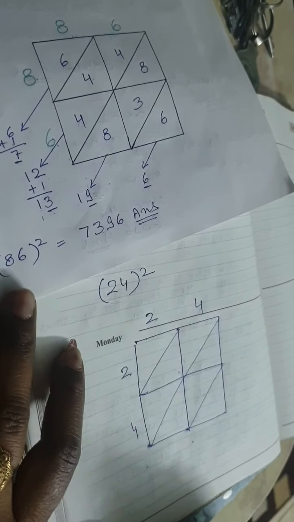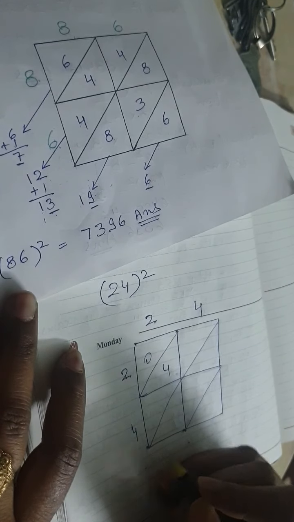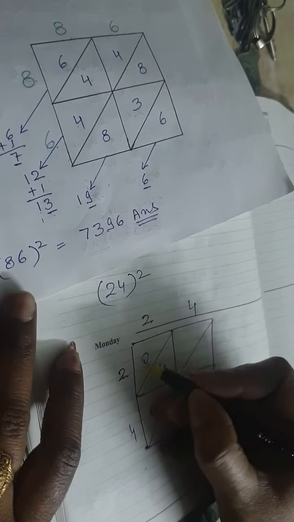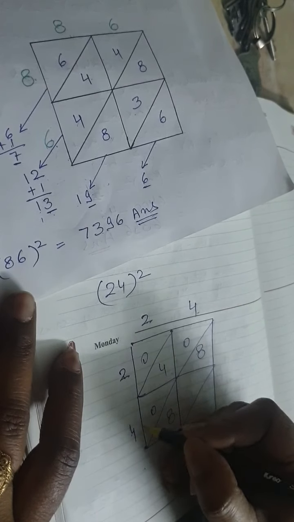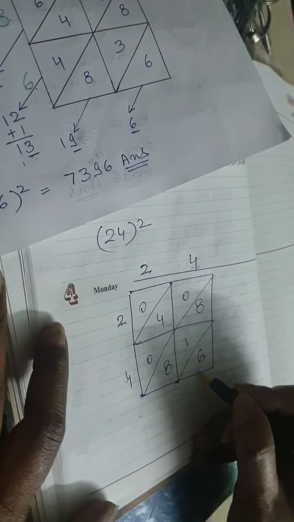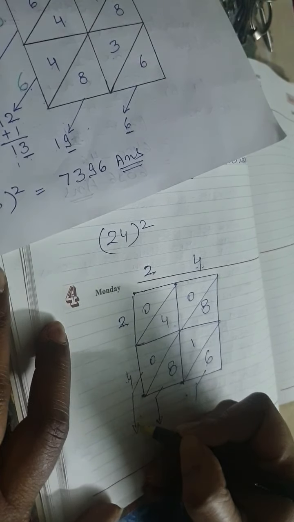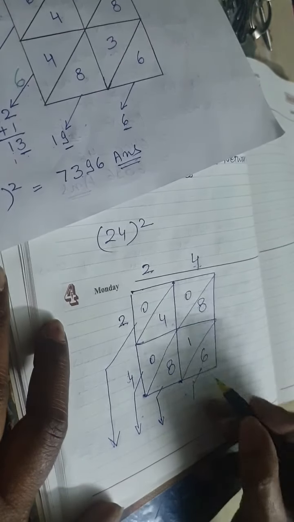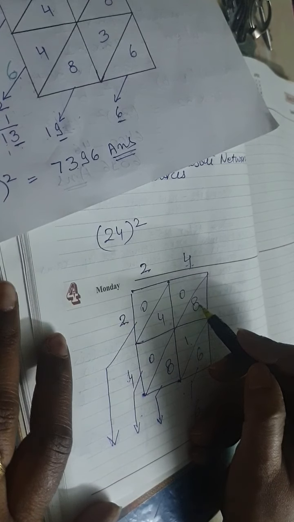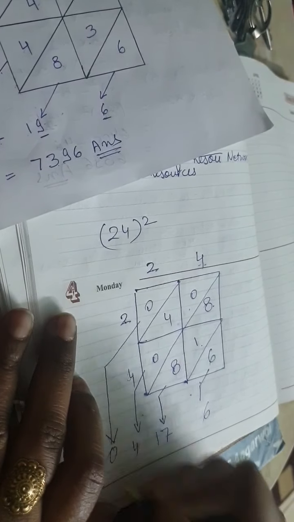Fine. Now multiply. 2 2 ja 4, you have to write 04. 4 2 ja 8, 4 2 ja 8, and 4 4 ja 16. Now add all the diagonals. This one here and here. Then 6, 8 plus 1 is 9, 9 plus 8 is 17. It is 4 and it is 0.